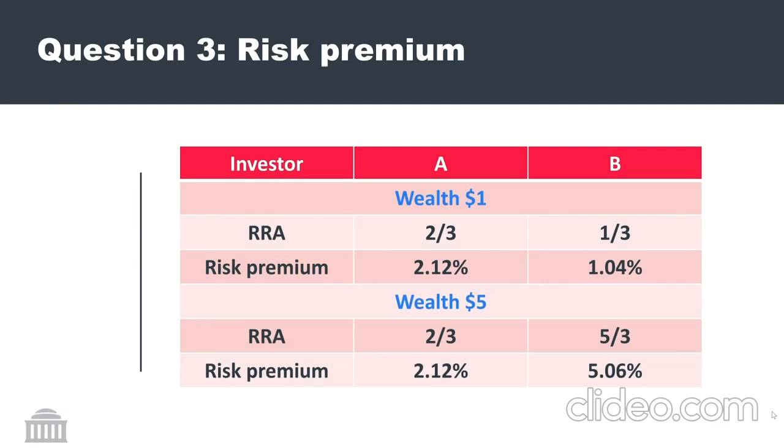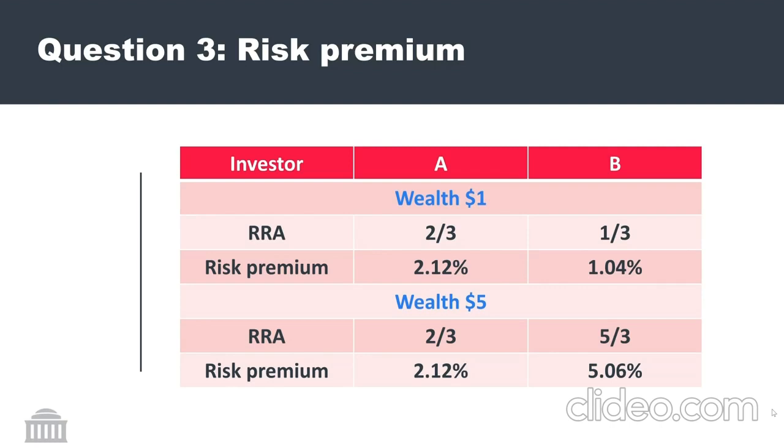When her wealth is $5, the coefficient of relative risk aversion is 5/3, which is higher than that of investor A at that level of risk. And so therefore, when you compare the risk premium for investors A and B, when they both have wealth of $5, the risk premium required by investor B is higher than that of investor A.